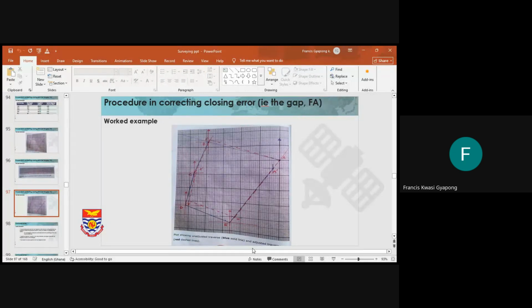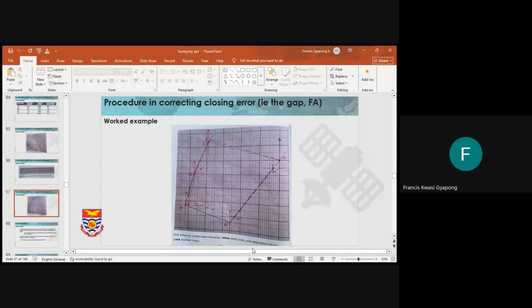It is from here that we saw an error, a closing error, or a gap. We sought to correct that gap or close it. We adopted the Bowditch rule and we spread that small error over all the plotted points.